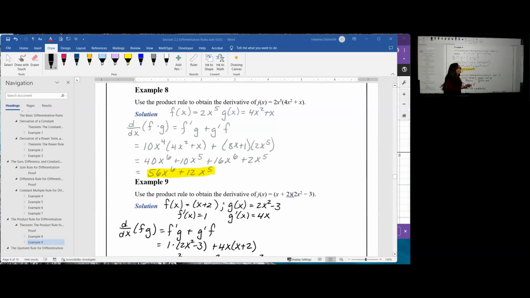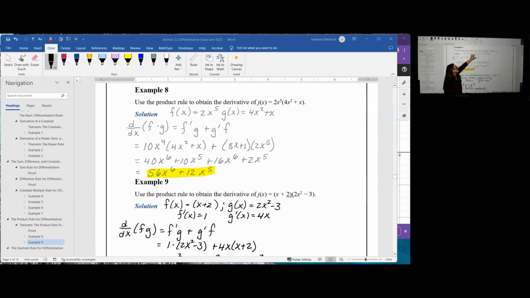Let's now look at these two examples. In the first example, number 8, I have that f is the function 2x to the 5th and g is the function 4x squared plus x. Then I can apply the rule for the product of f and g. The derivative is f prime g plus g prime f.